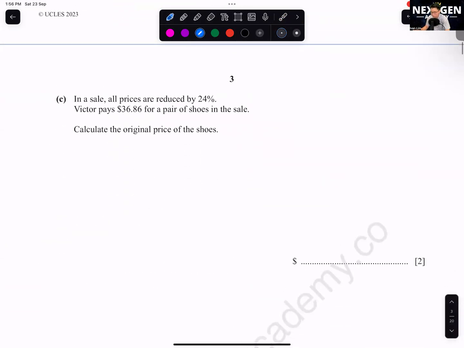Question C. In a sale, all prices are reduced by 24%. Victor pays 36.86 for a pair of shoes in the sale. Calculate the original price. You must always remember original price is equivalent to 100%. So you can put it in a ratio like this. You want to find 100%. Right now, the percentage of 36.86 is 100 minus 24, which equals 76%.